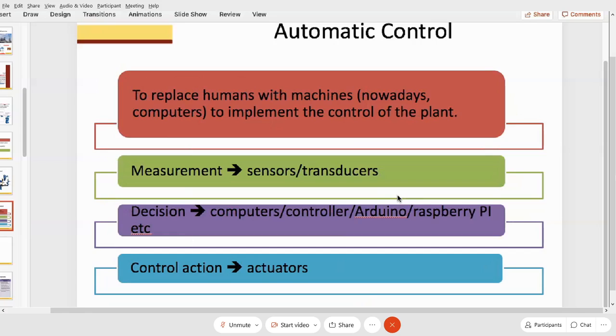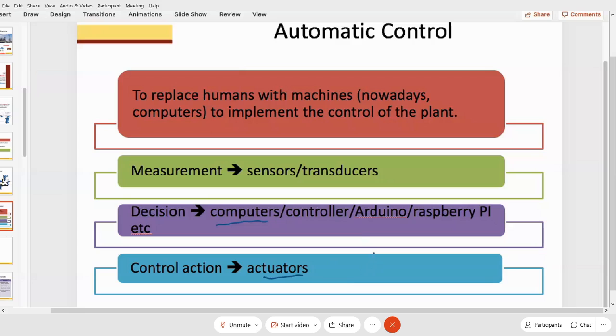So you need a controller. We need a controller, computer, whatever, Arduino, Raspberry Pi, microprocessor, whatever. We program that one to make a decision. So we need a controller to make the system automatic. And we need the actuators, something like pump, valve, all the actuators that will act accordingly with the set point.